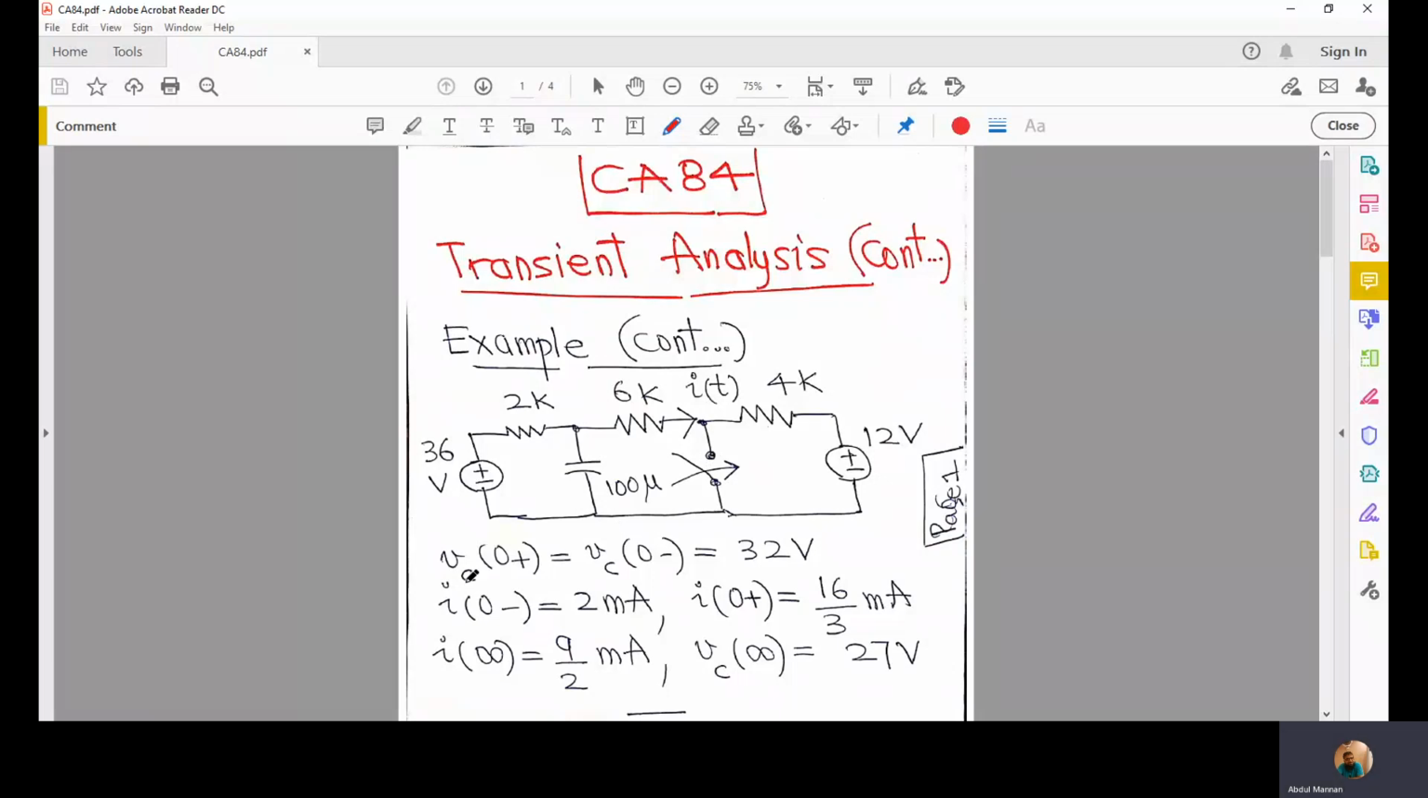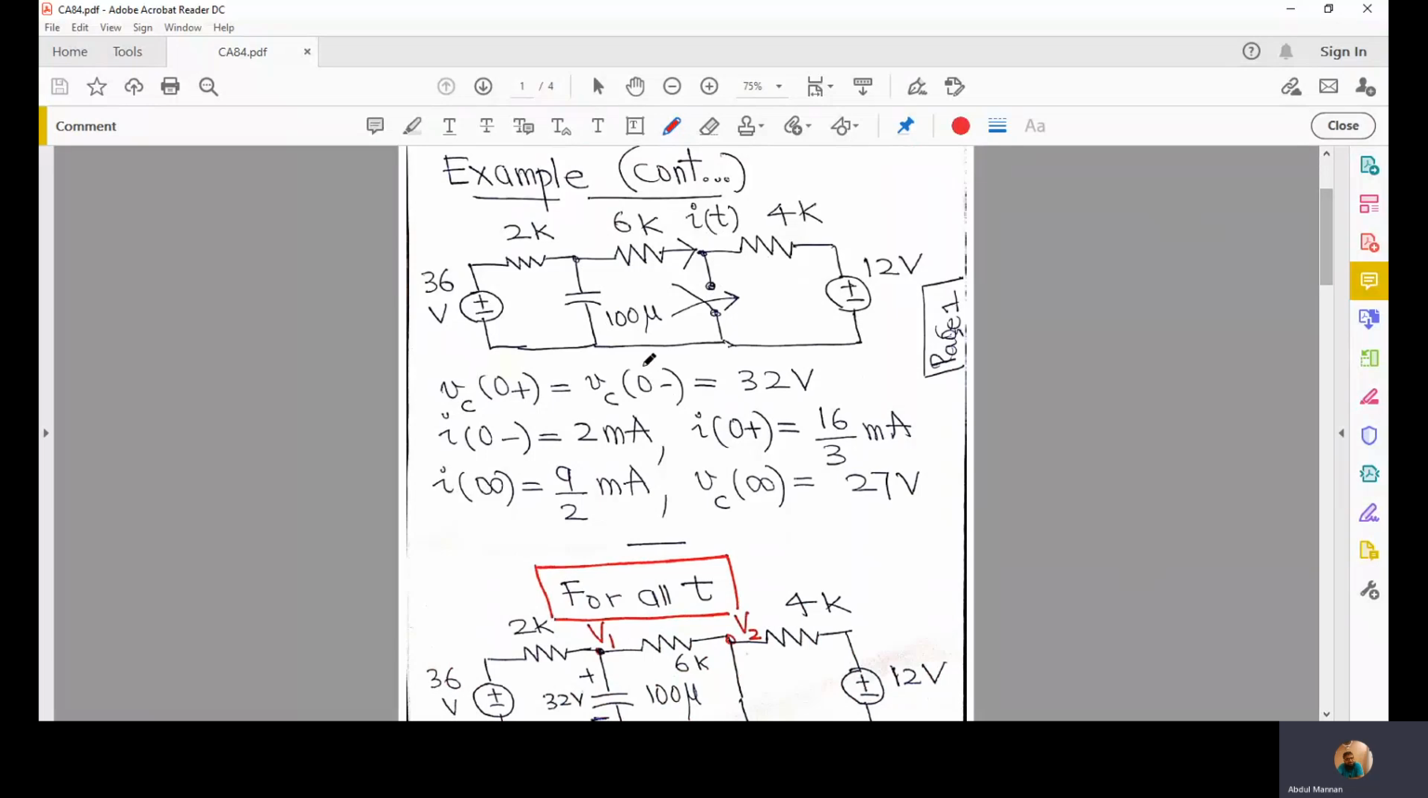In last lecture, we solved half of this problem. We computed V sub C, the voltage across the capacitor at 0 minus, just before closing the switch, and at 0 plus, and it was the same. Why? Because the voltage across a capacitor cannot change all of a sudden. I at 0 minus, I at 0 plus, I at infinity, and V sub C of infinity were also calculated by us in CA83. In this lecture, we will compute V sub C and I as a function of time for all t, and complete this solution.